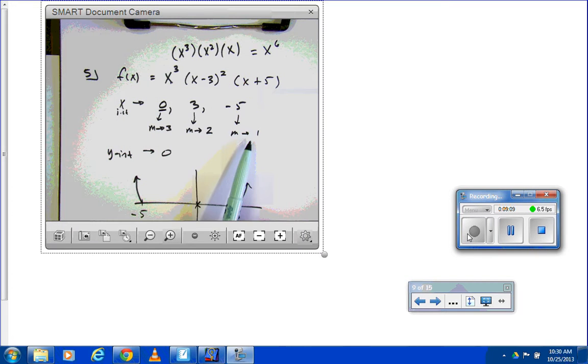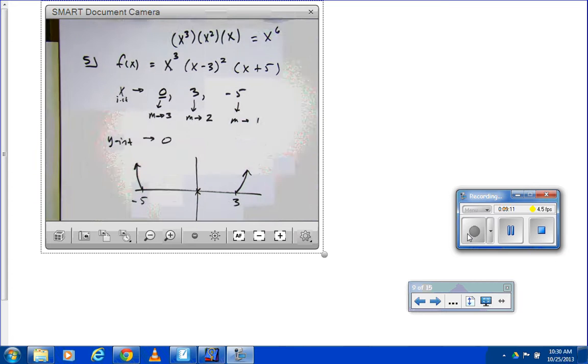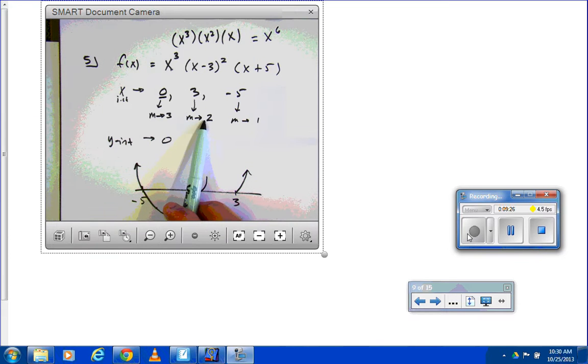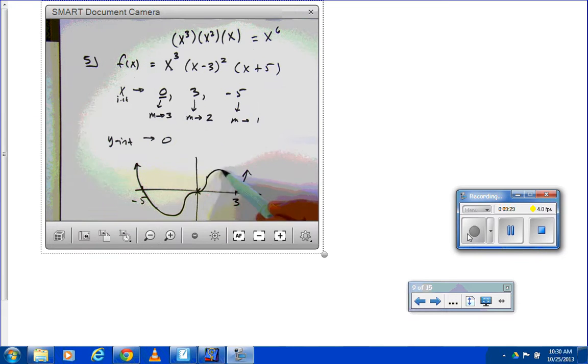All right, so negative 5, multiplicity of 1, so it's just going to pass through. It's 0, it's got odd multiplicity. Now, when it passes through that, it'll have an inflection point, so it'll look like that. And then at 3, it had multiplicity of 2, so that means it would touch and turn around.